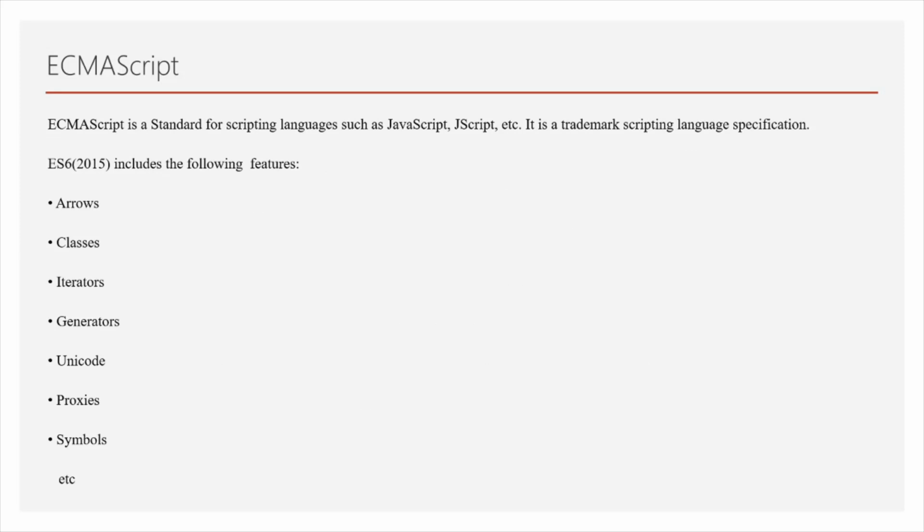Now have a look at ECMAScript. It is a standard for scripting languages such as JavaScript, or you can say JScript, etc. It is a trademark scripting language specification. Here I'm going to talk about the version ES6, which was released in 2015, which includes features like arrows, classes, iterators, generators, Unicode, proxies, symbols, and etc.